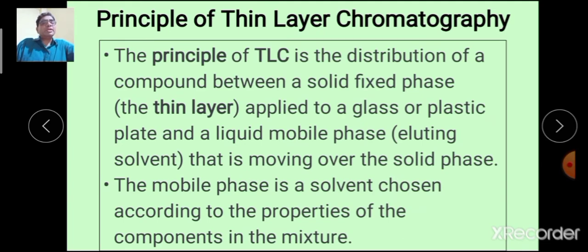The principle of TLC is the distribution of a compound between a solid fixed phase, that is a thin layer applied to a glass or plastic plate, and a liquid mobile phase, that is the eluting solvent, that is moving over the solid phase. The mobile phase is a solvent chosen according to the properties of the components in the mixture.